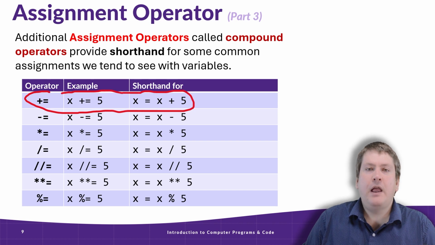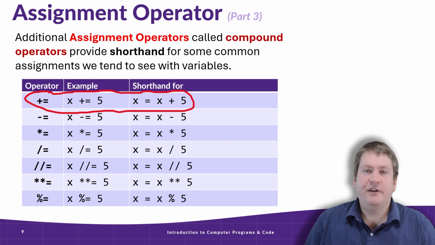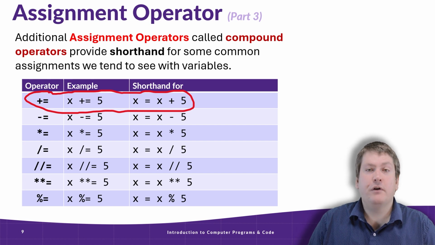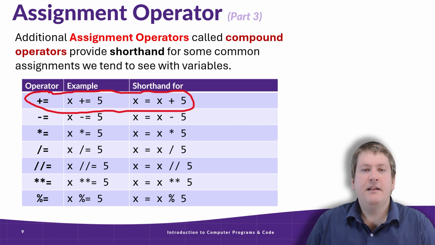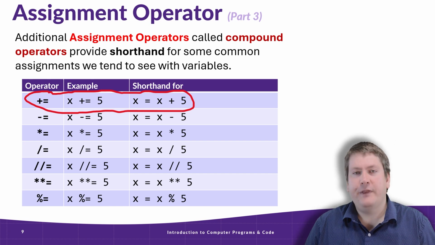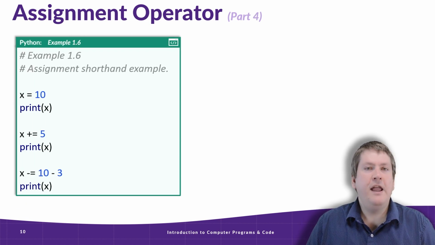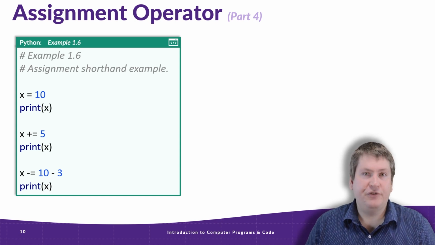For example here, the plus equals operator, such as x plus equals 5, is equivalent to adding 5 to the current value of x and then storing that value back in x. Let's take a look at a more detailed example, because I know that might sound a bit complicated. The example we see on the screen right now uses some of those compound operators that we just saw to change the value of x. This acts as a sort of shorthand for a longer assignment operator.